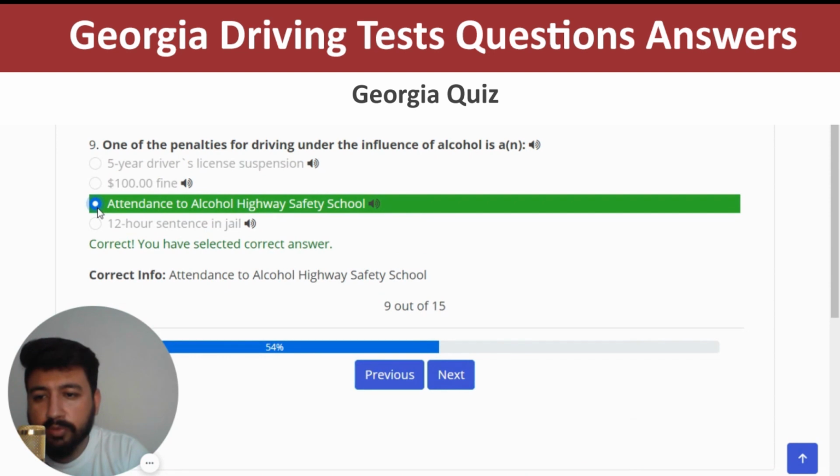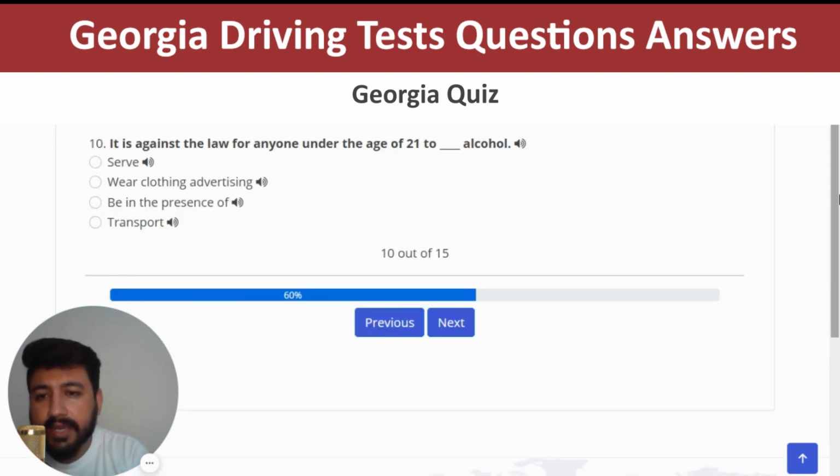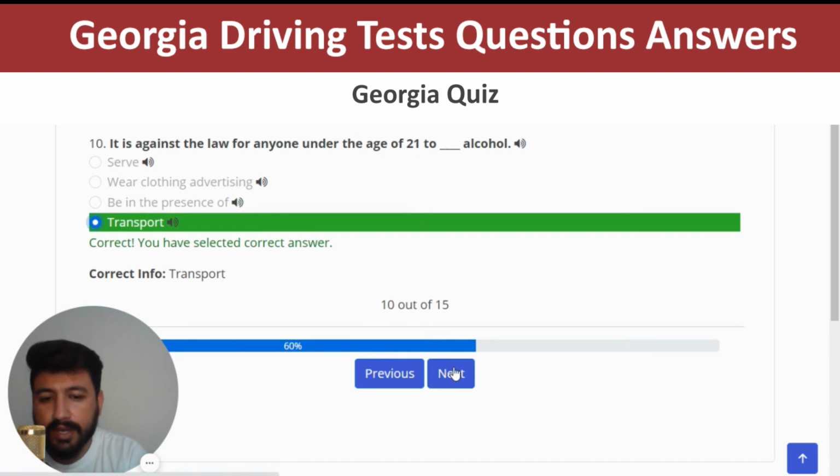So I'm going to click on the third option, correct, and next. It is against the law for anyone under the age of 21 to blank alcohol. The right answer is transport. So let's click on the last option, correct, and next.